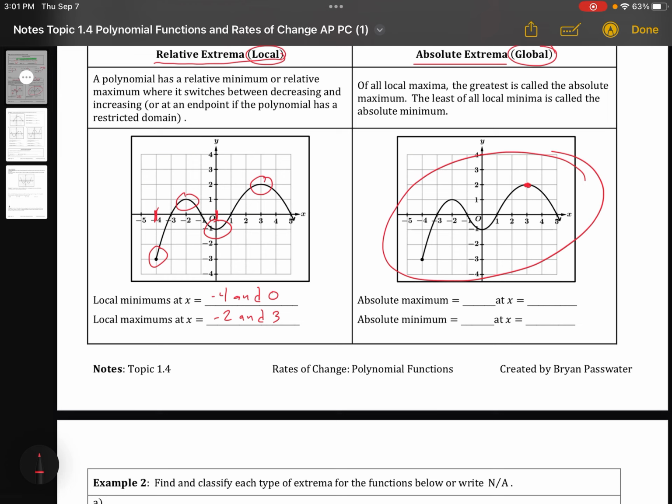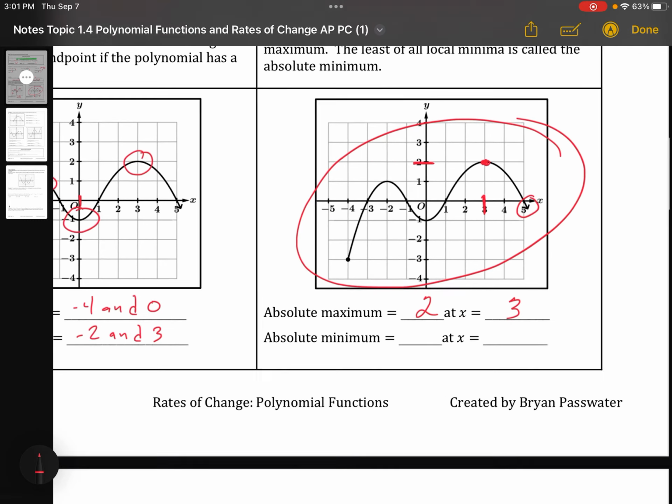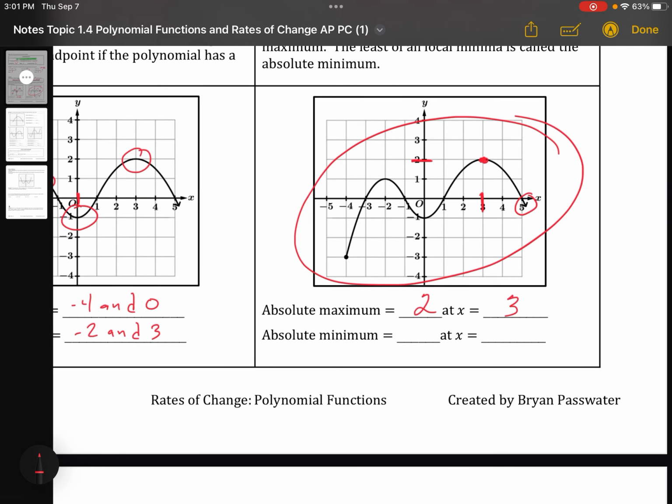And the absolute maximum equals, in this particular notation, what they're looking for is how high does it go? So it goes to 2 high at x equals 3, right there. Okay. Now the absolute minimum is a problem because what we talked about earlier is that this downwards arrow means that it's going to go down forever and ever to infinity. So the absolute minimum, there's actually none.